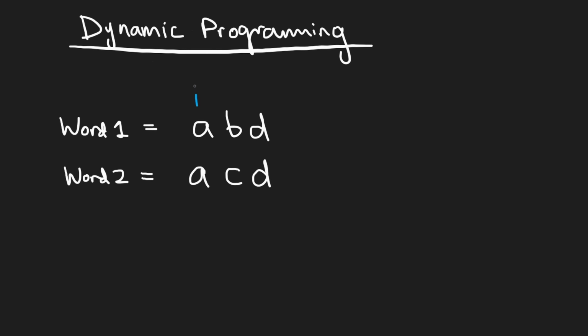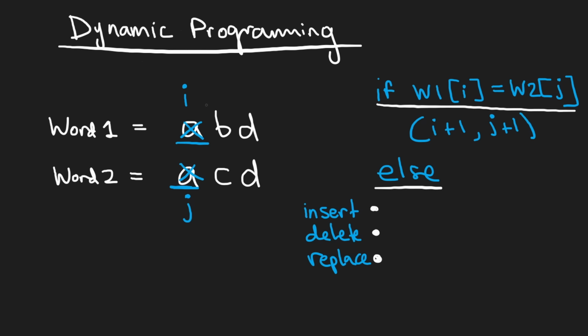So basically, if I'm calling the pointer in word 1 I and the pointer in word 2 J, if these characters are equal, that means we can say I plus 1 is the new problem and J plus 1 is the new problem in word 2, right? So we're just shifting our pointers like that. To summarize, if the characters are equal at the I and J pointer, we're just going to increment I by 1 and increment J by 1.